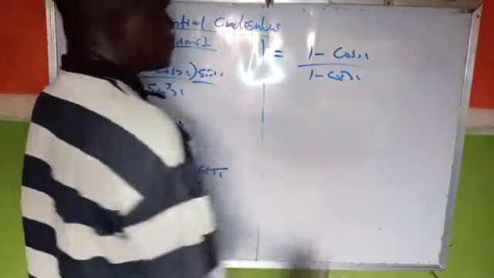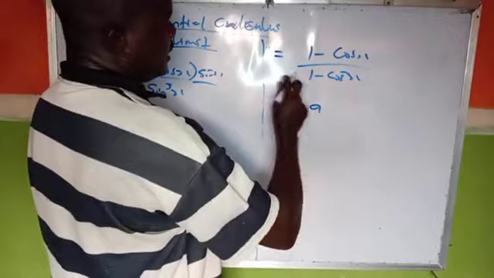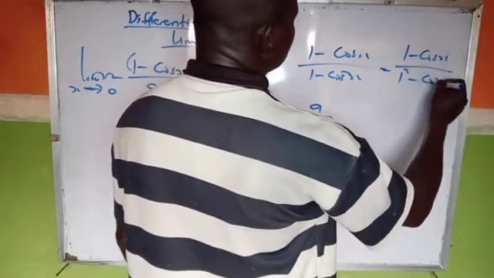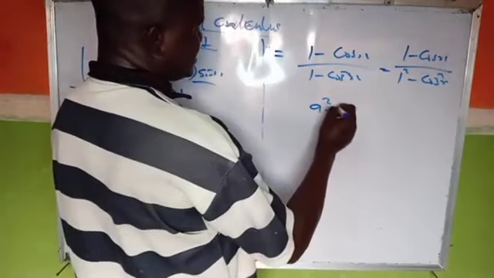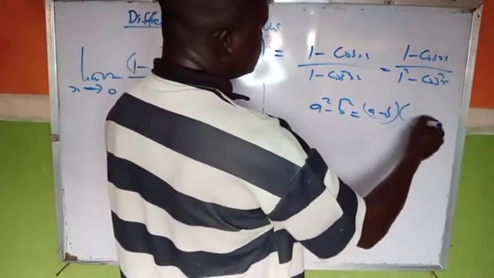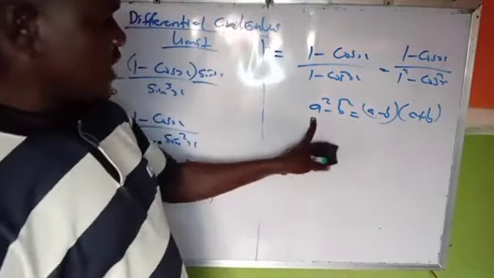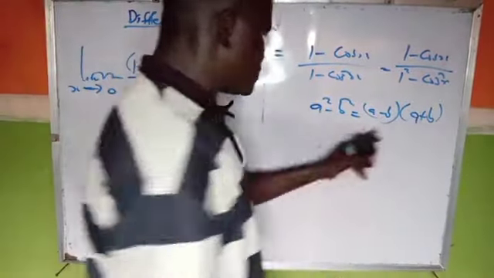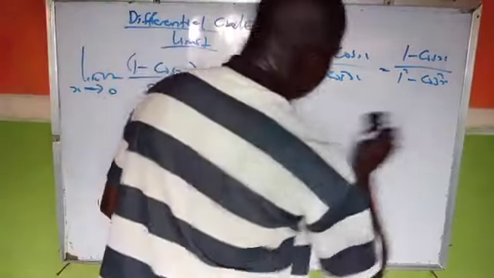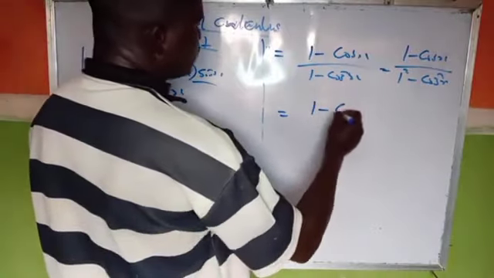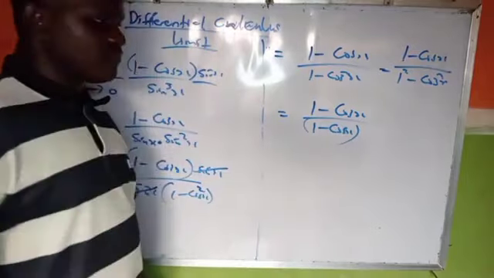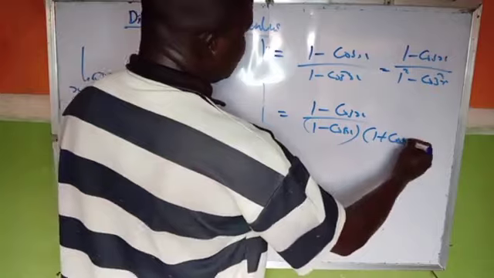You can express this as 1 minus cos x over 1 square minus cos square x. That is like a square minus b square, whose expansion is a minus b times a plus b. This is how to factorize a square minus b square. So you come down here: 1 minus cos x over 1 minus cos x in brackets, times 1 plus cos x in brackets.